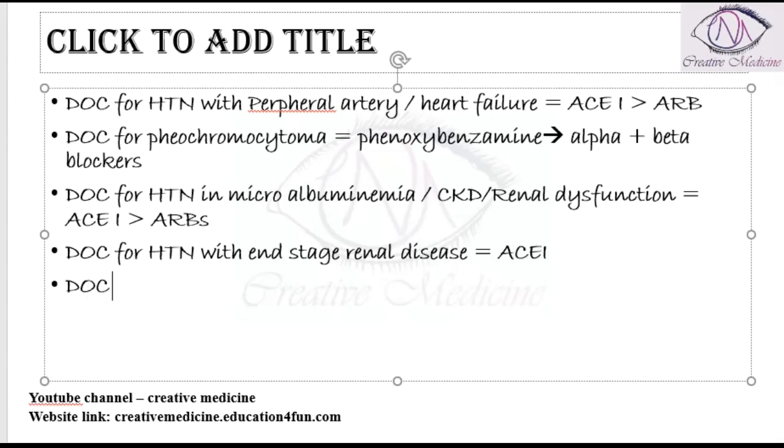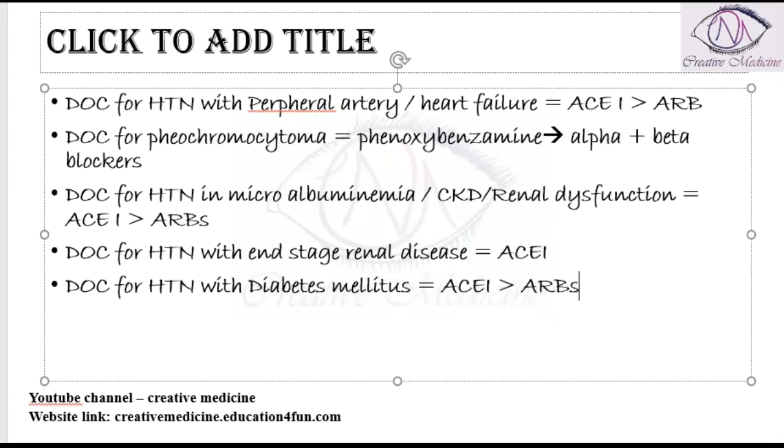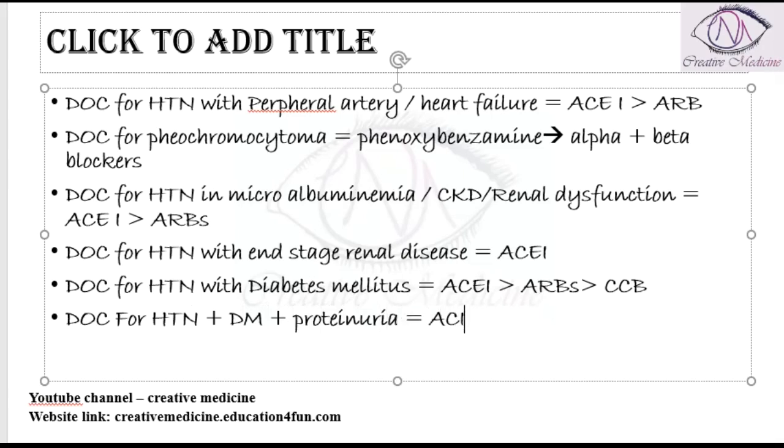Drug of choice for hypertension with diabetes mellitus is angiotensin converting enzyme inhibitors, followed by ARBs, followed by calcium channel blockers. Now, if you are asked the drug of choice for hypertension with diabetes mellitus with proteinuria, in such a case also it is better to give ACE inhibitors first, followed by ARBs. Calcium channel blockers are not indicated.